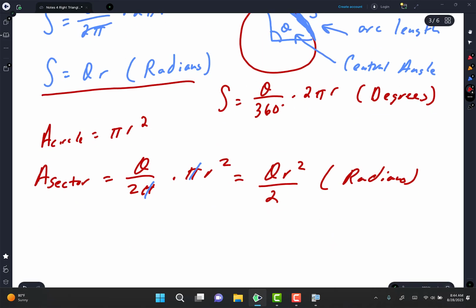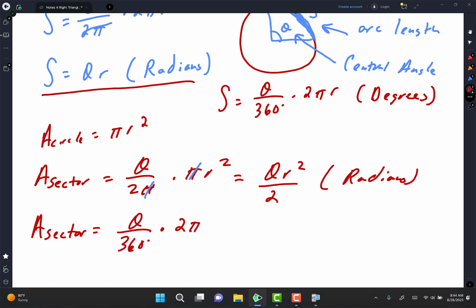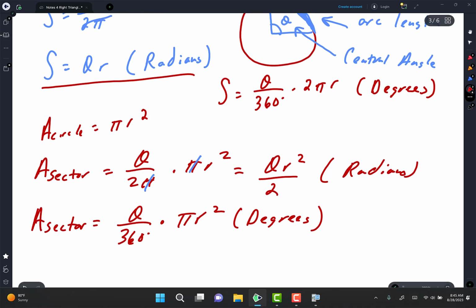If you're in degrees, and I'll write it right here, area of a sector in degrees, it will be theta over 360 times pi r squared. Not times 2 pi, that's circumference. And this one you use only if degrees. We feeling okay so far, guys? Nothing crazy, right? Okay, here we go.